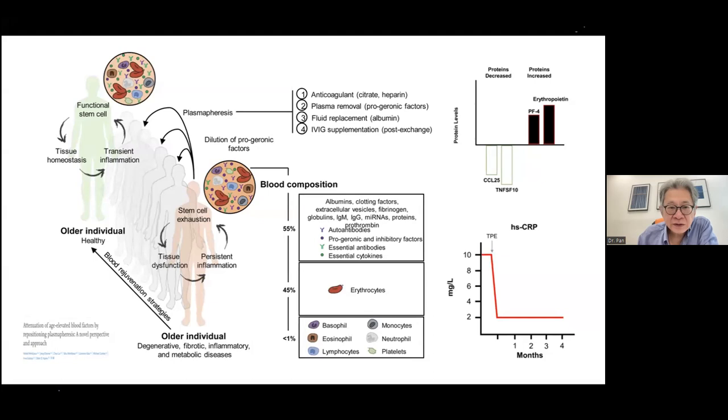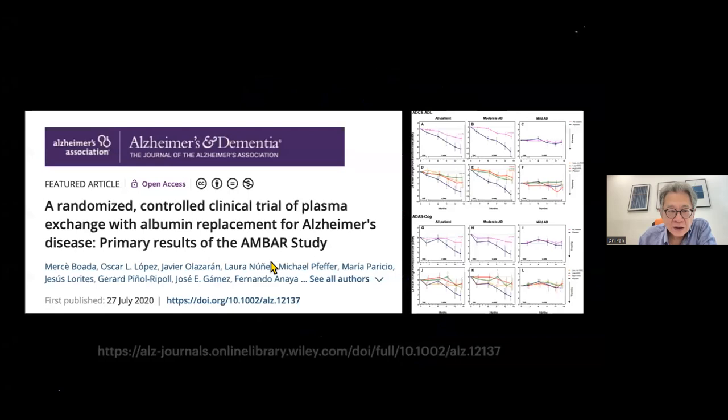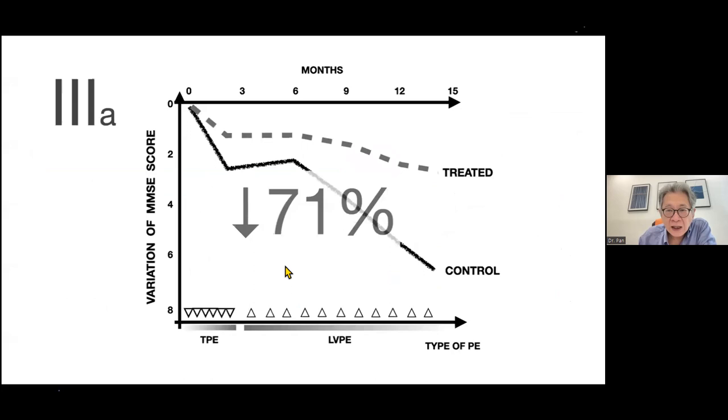So the other company is called Grifols, which is one of the largest companies for human plasma products. And the group is more disease focused. So they use similar technology to address Alzheimer's disease. The group took about 10 years to complete a phase 3 clinical trial. And the results show that for Alzheimer's patients, the MMSE score, that's the score very commonly used to assess the severity of the deterioration of Alzheimer's disease, the rate of decrease in MMSE score was reduced by 70% if you are treated with this TPE technology, therapeutic plasma exchange technology.